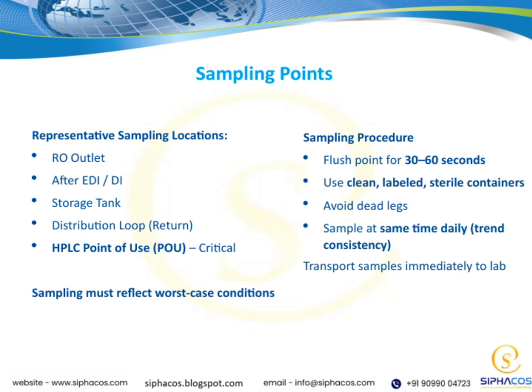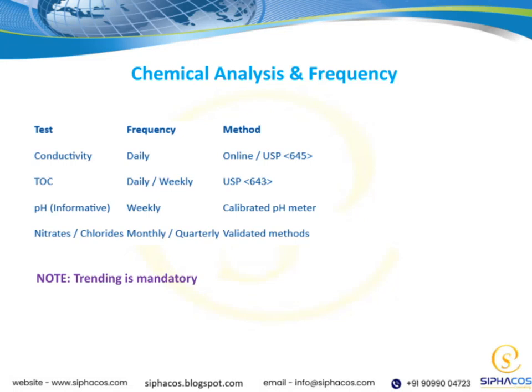It's vital that our sampling reflects the worst-case conditions. This means we want to capture the scenarios where water quality might be at its lowest or most challenging, ensuring our system is robust enough to handle those conditions. By following these procedures carefully, we can maintain the integrity of our water quality monitoring and ensure our system remains compliant and safe. Let's take a closer look at chemical analysis and frequency.